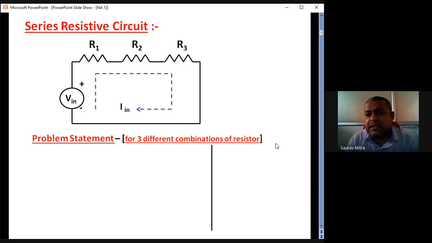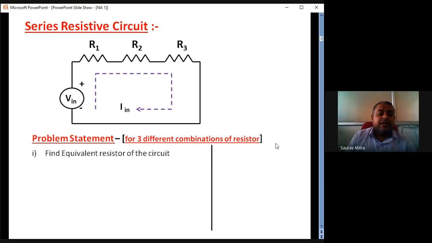For the series combination of three resistors, what all things can we find out? Okay, that we have to check. So finding is very easy. I'll be explaining a lot of things, but when you start doing it, the whole experiment can be completed in 10 minutes time. First thing, find equivalent resistance of the circuit.